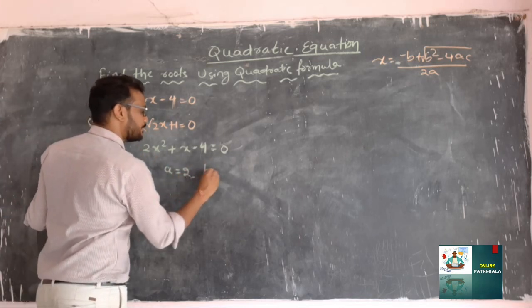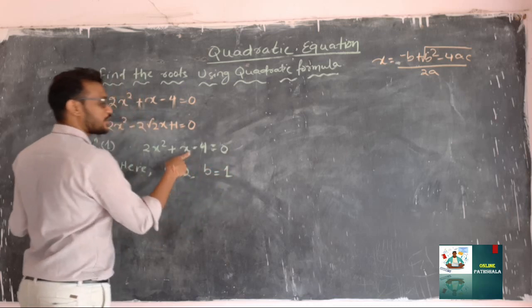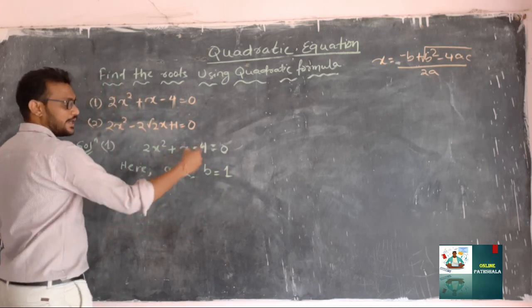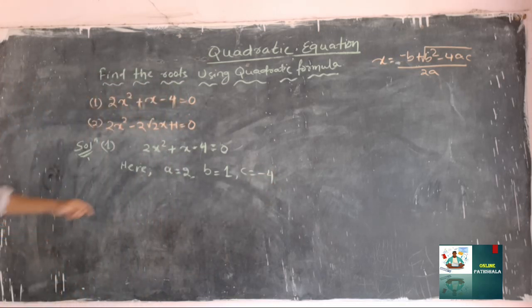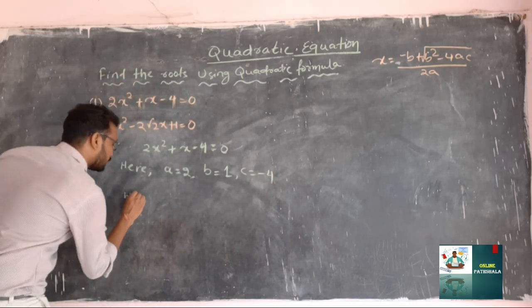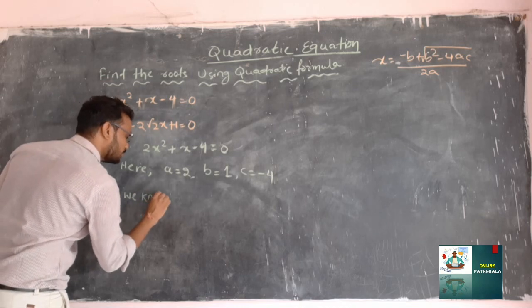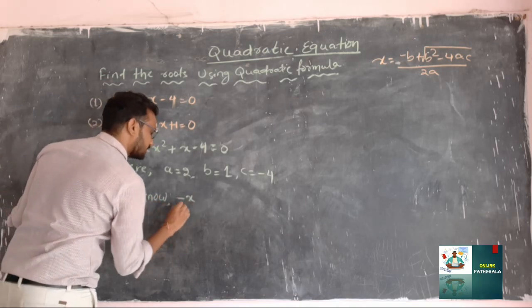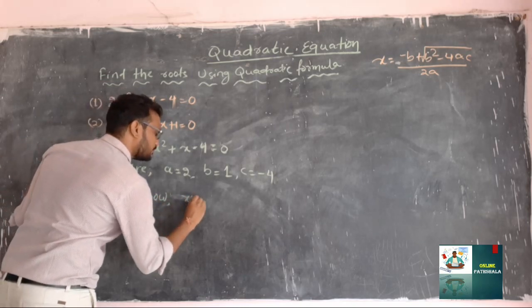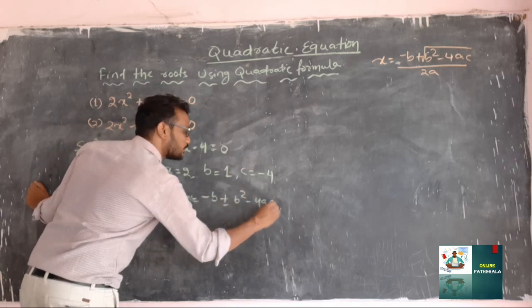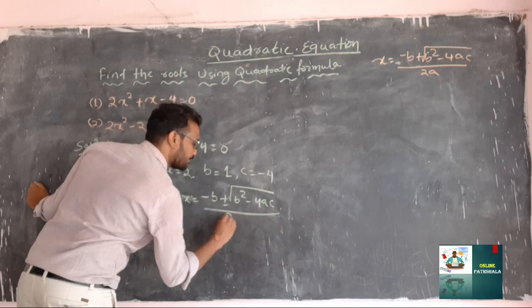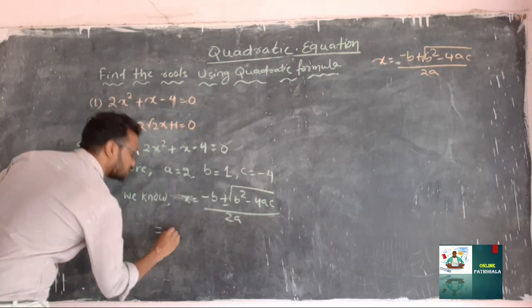And what is b? b is given, 1. The coefficient of x is b, that is 1. And c is also given, that is minus 4. Okay, so now we know the quadratic formula. We know that x is equal to minus b plus or minus the square root of b square minus 4ac, over 2a, right? Now put the values.